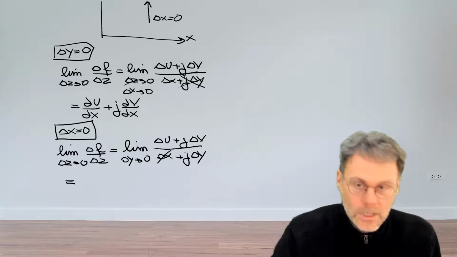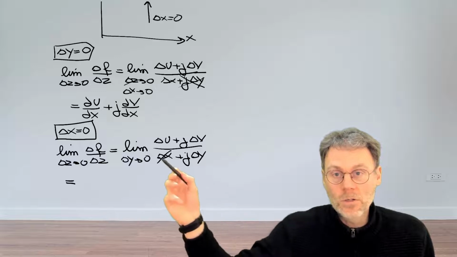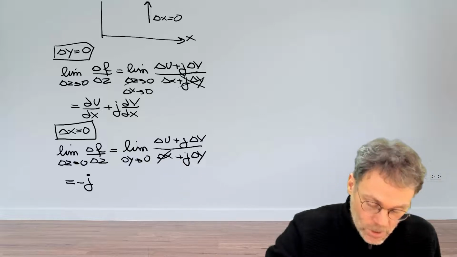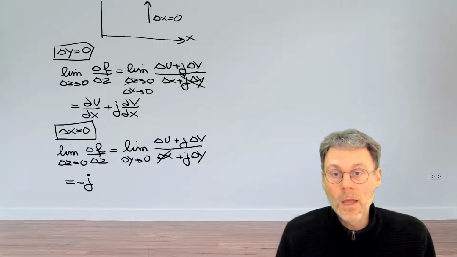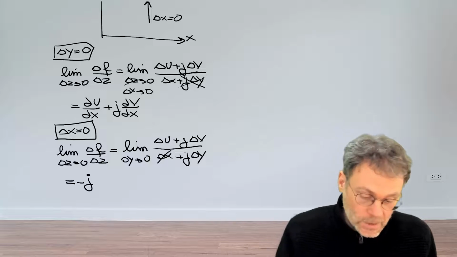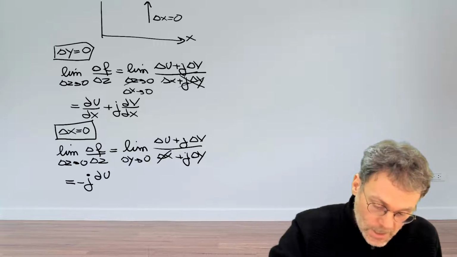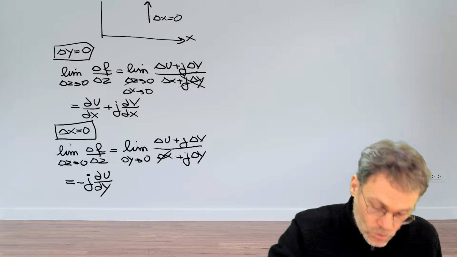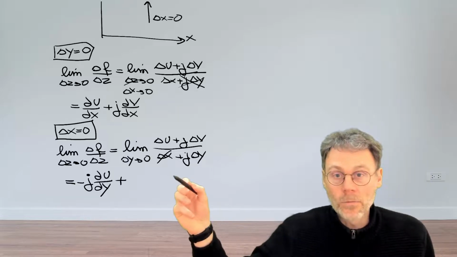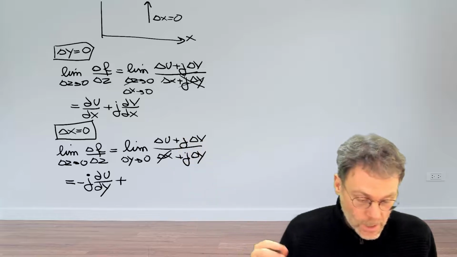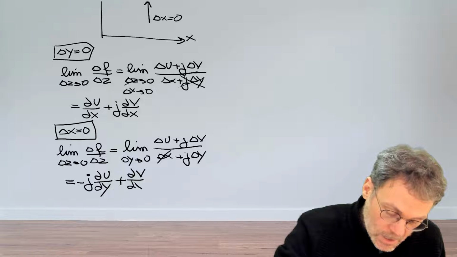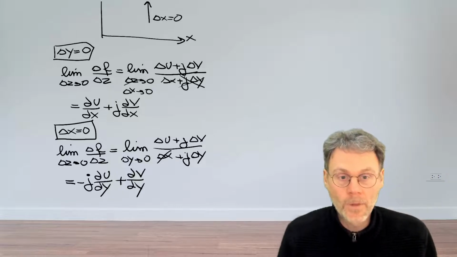Now, let's have a look again at the first factor here. If we divide by j, that's going to be equal to multiplication with minus j. But then the limit of delta u divided by delta y of delta y going towards 0 is again a partial derivative of u with respect to y. And for the second term, j cancels here, numerator and denominator, and we have the partial derivative of v with respect to y.